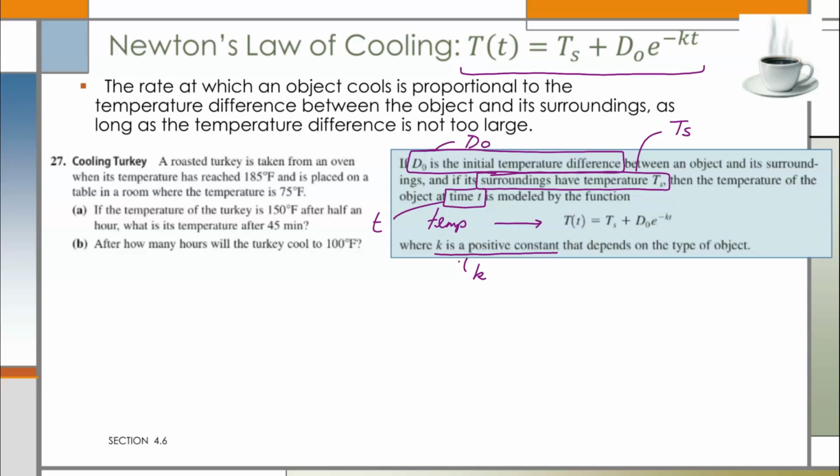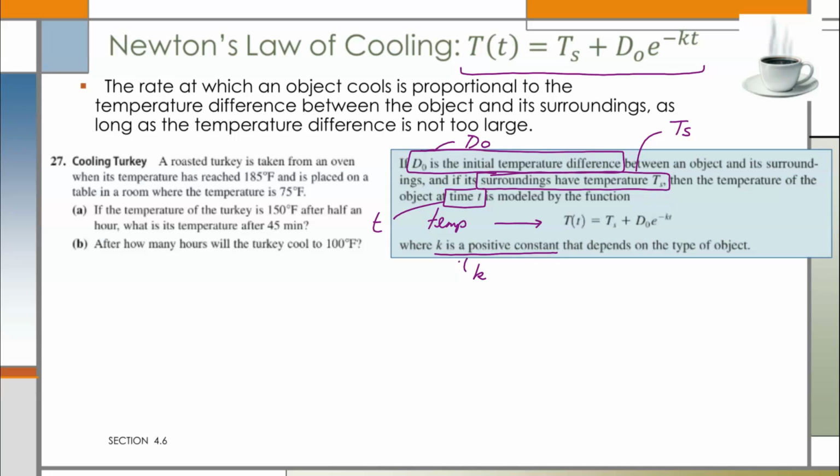Okay, so with that in mind, let's look at problem 27. A roasted turkey is taken from an oven when its temperature has reached 185 degrees Fahrenheit and is placed on a table in a room where the temperature is 75 degrees Fahrenheit. If the temperature of the turkey is 150 degrees after half of an hour, what is the temperature after 45 minutes? Lots of information, but if we keep track of what our variables represent, maybe it's not so bad.